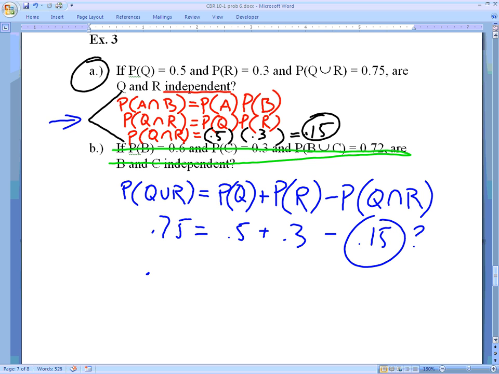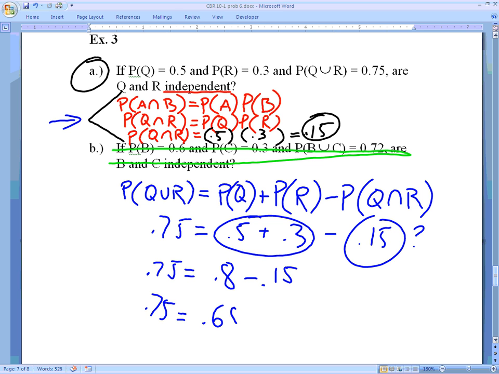So let's simplify. We have 0.75 still on the right side. I'm sorry, on the left side. If we add together 0.5 and 0.3, we have 0.8 minus the 0.15 that we're not sure about. And when we simplify that, 0.8 minus 0.15 is 0.65. Are these things equal? No, they are not equal. Therefore, are these independent? No. And we have work to prove it.